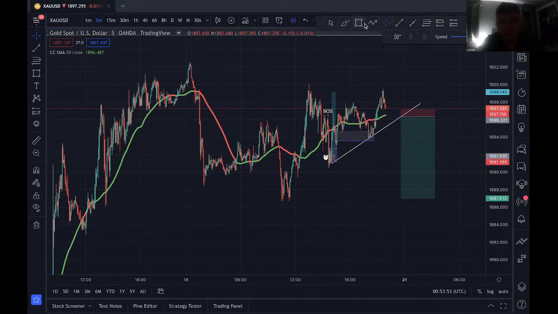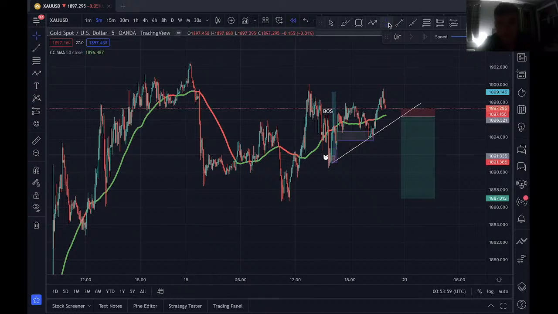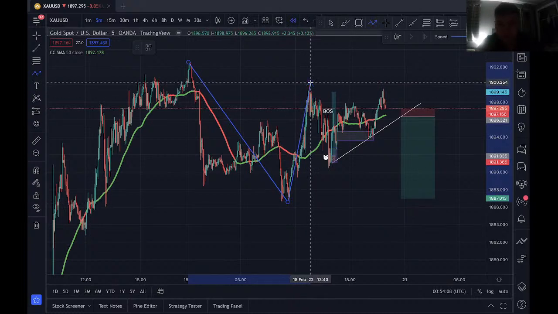So you can see here, you've got obviously the big push up wherever. Now we don't need to worry about that. We've got here this push down to make higher lows or lower lows, whatever. Then you've got a push back up to here.